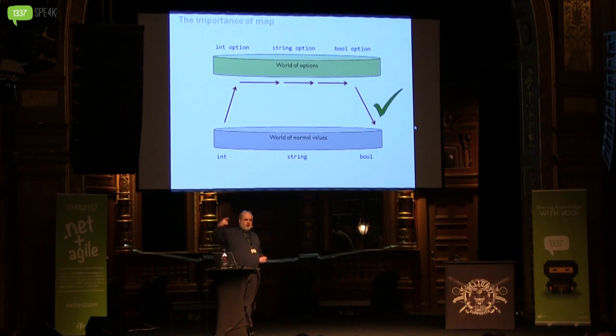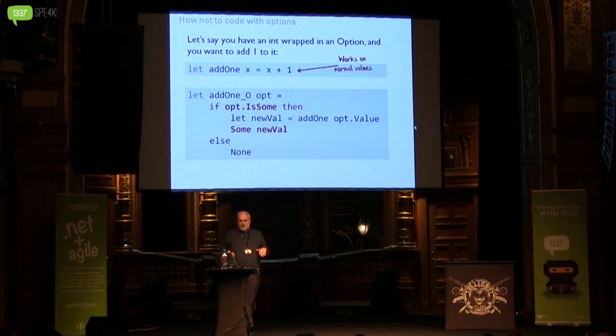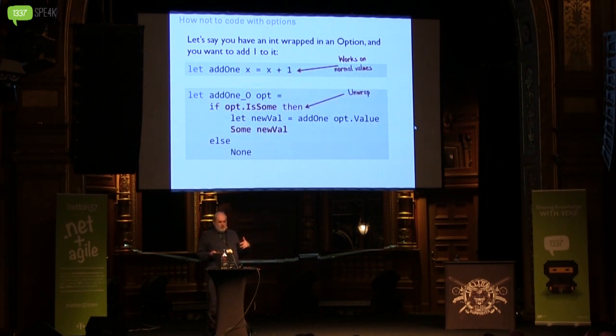So how can you stay up in this optional world? This is the challenge. So again, let's use a little example. Let's say you just want to add 1 to something, and that works in the normal world of ints down here. Now, when people start functional programming, they typically write code like this: I want an optional version, so let me see if the optional version is actually something, and if it's something, I'll unwrap it, and then I'll apply my function, and I'll wrap it back up again.